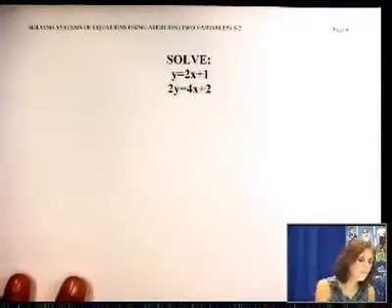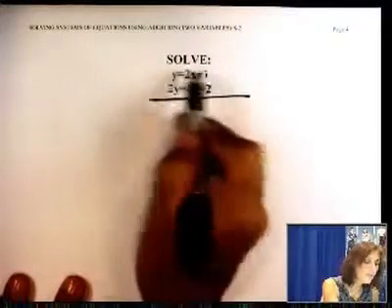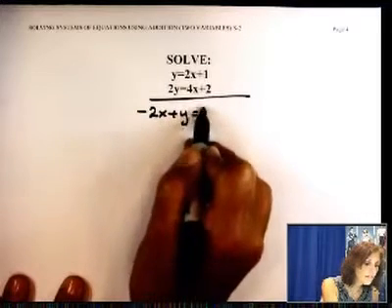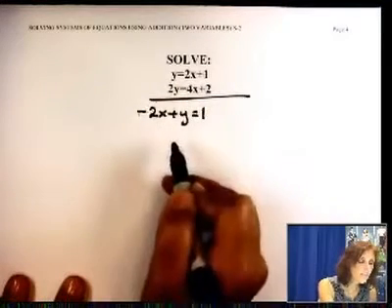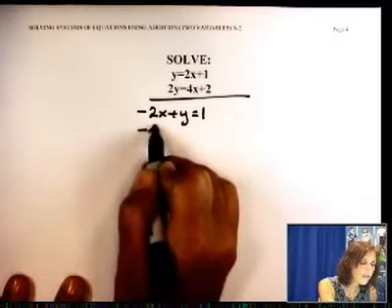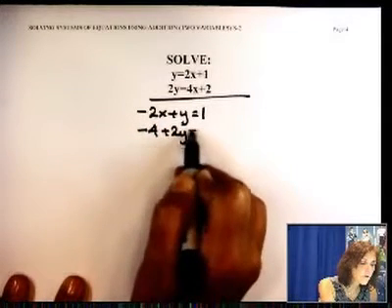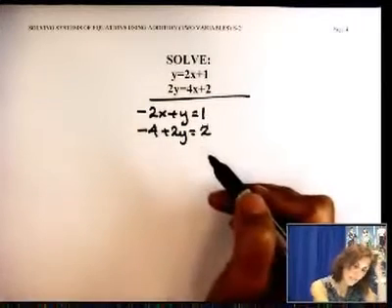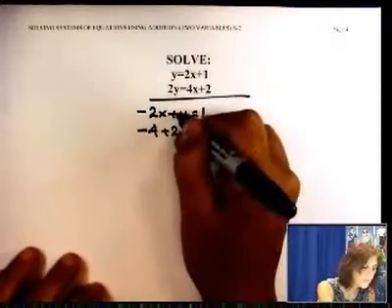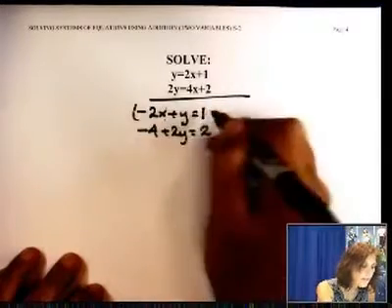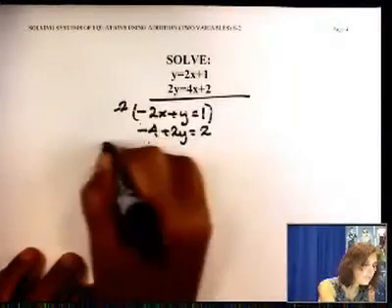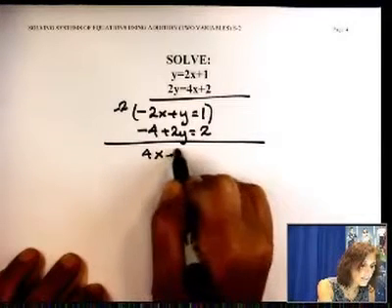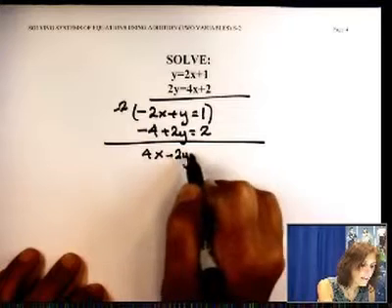Okay, let's do another one. Let's move everything to the left on the first one. Negative 2x plus y equals 1. Let's move everything to the left with the next one. Negative 4x plus 2y equals 2. I need to match the coefficients, and one coefficient has to be negative, the other one positive. So this one is positive 1, this one is 2. So I'm going to multiply the top by negative 2 and rewrite. 4x minus 2y equals negative 2.